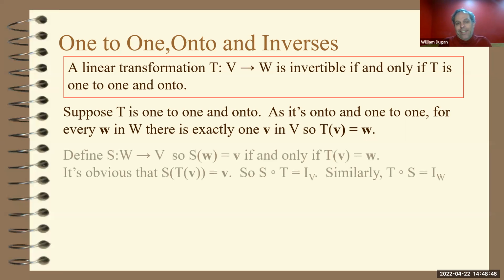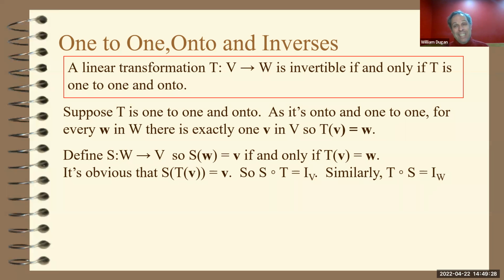That's a mapping. So I'll define it. S will be a mapping that goes from W to V, so that S of W will be V if and only if T of V is W. It's obvious then that S of T of V is just V. It's literally just look at the symbols, you see it's true. That means then that S composed with T is just the identity mapping on V. Similarly, you can see that if you take T composed with S, you would get the identity mapping on W.